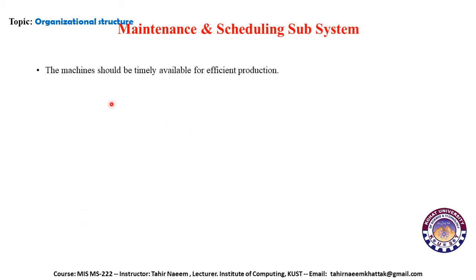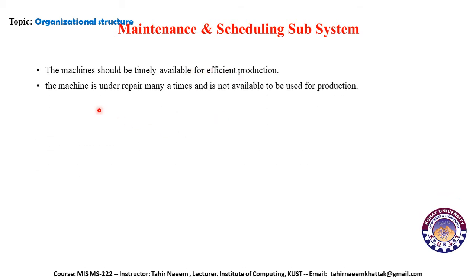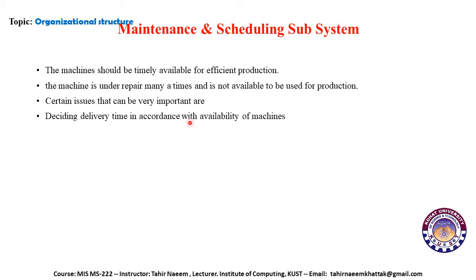Maintenance and scheduling subsystem: the machine should be timely available for efficient production. If the machine is under repair many times and is not available to be used for production, it should be scheduled according to that. Certain issues that can be very important are deciding delivery time in accordance with the availability of the machine.